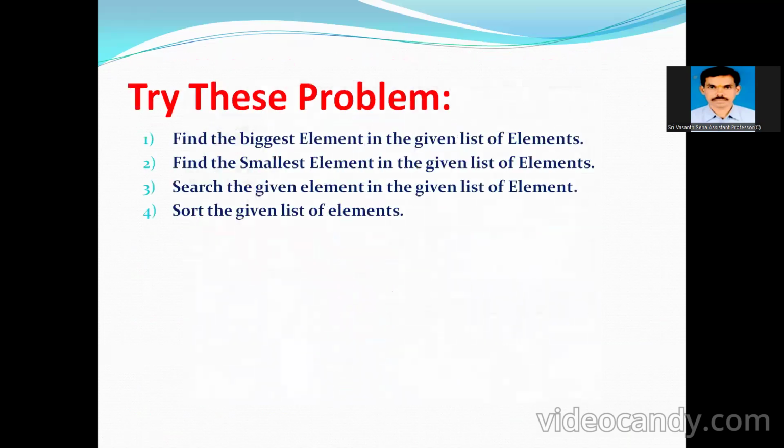Once you have done this, you can try these problems. Find the biggest element in the given list of elements. Assume that the given list is the previous one; in that, what is the biggest element? Similarly, find the smallest element in the given list of elements. Once you have done that, find the second biggest and second smallest, similar to that. Search whether the given element is present in the list or not. Sort the given list of elements.